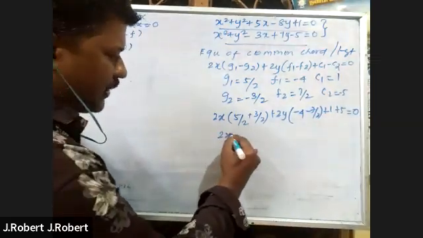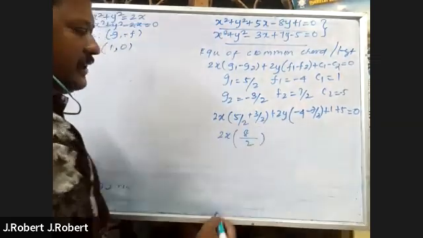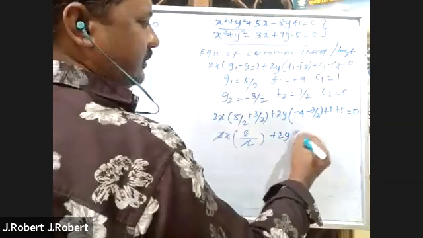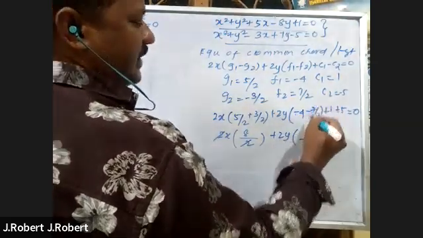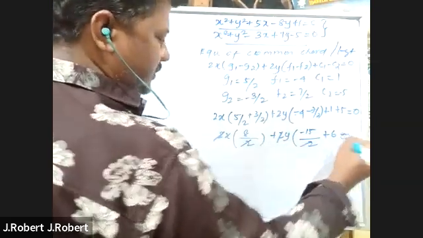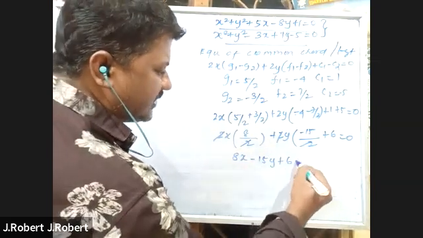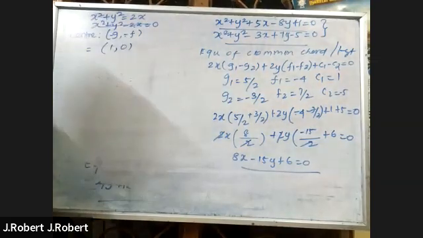Now take LCM 2 for 2x: 5 plus 3 is 8, and the 2 cancels. Next plus 2y, take LCM 2: minus 4 is minus 8, minus 8 minus 7 is minus 15, and the 2 gets cancelled. Plus 6 equal to 0. I can write this as 8x minus 15y plus 6 equals 0. This is the common chord of these two circles. Can you understand?